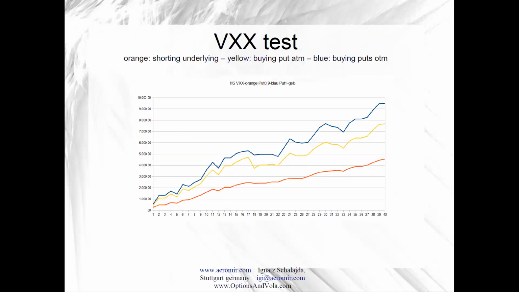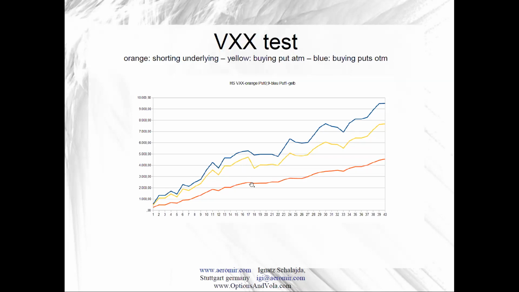This was now a VXX test. You see here 3 different lines. These are all the trades the system would have made in the VXX shorting the underlying, but I will not short the VXX. But this is the equity curve of shorting an underlying, and the yellow one is buying puts at the money.